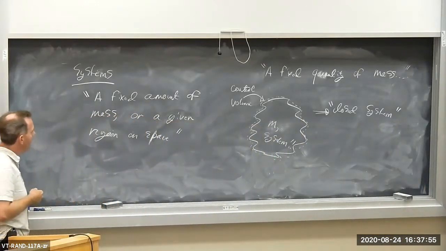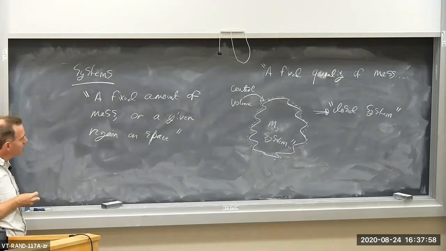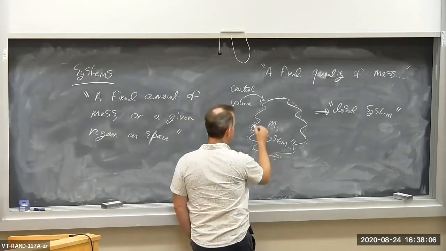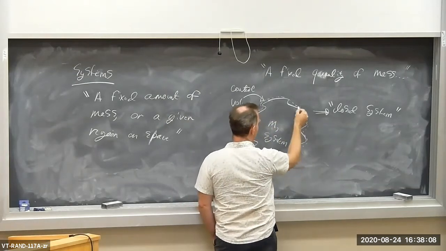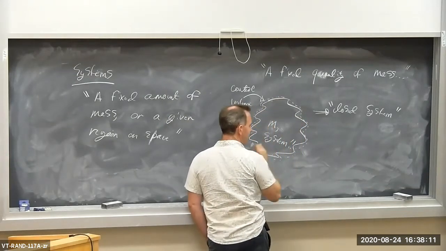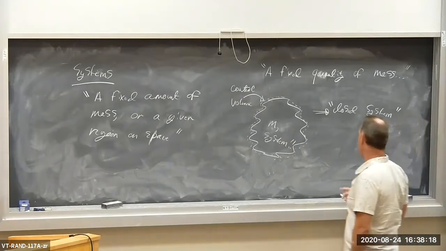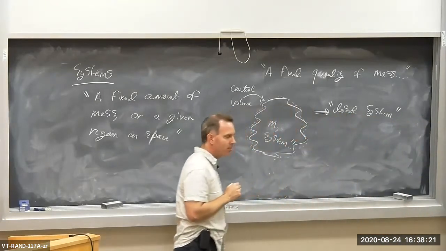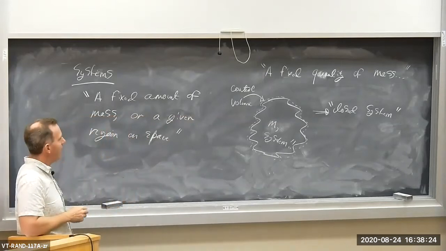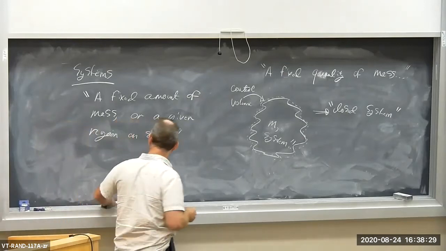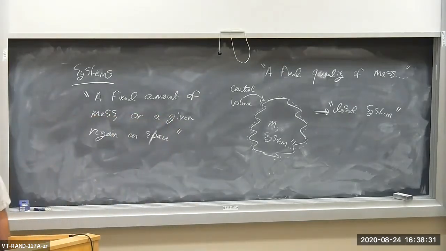A fixed amount of mass or a given region in space. So the first kind of system is a closed system. We take some mass here and we draw a control volume around it. That defines our system, a fixed quantity of mass, referred to as a closed system. A fixed quantity of mass is a closed system, and the control volume surrounds the system, defines the system.